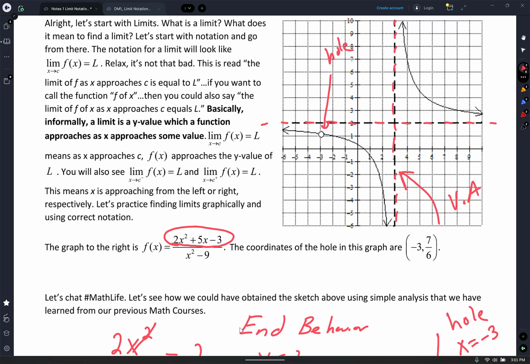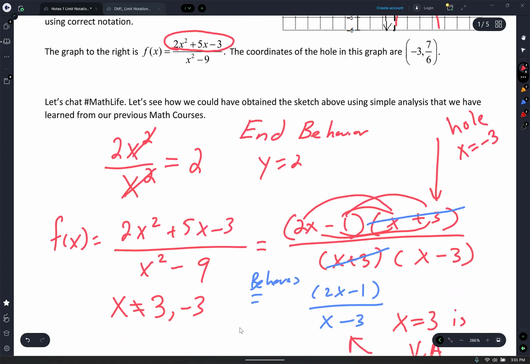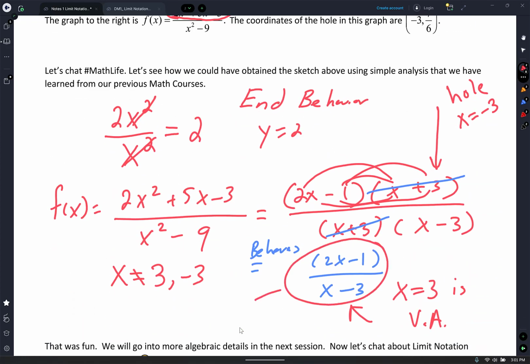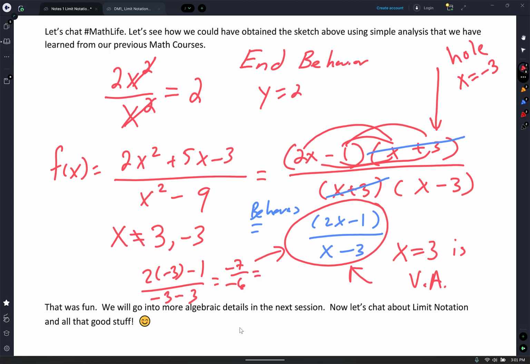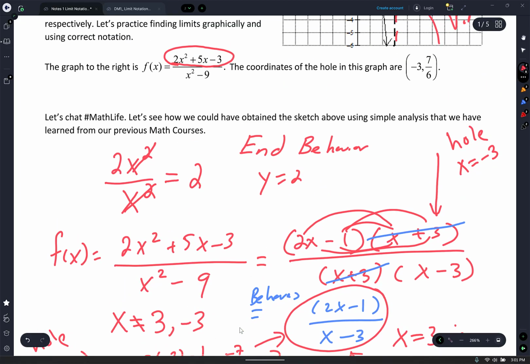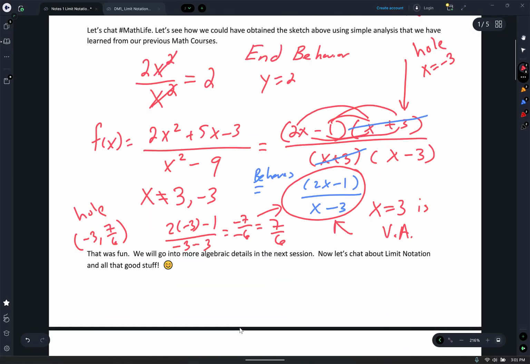Chavez, how did they find that y value of 7/6? I'll show you how they found it. You see how this behaves like this? Insert a negative 3 into there. 2 times negative 3 minus 1 over negative 3 minus 3. 2 times negative 3 is negative 6, minus 1 is negative 7. Negative 7 divided by negative 6. Negative divided by negative is a positive. So I have a hole at negative 3 comma 7/6. So that's how they found that hole. Are we okay so far? Okay. Now we're good, I think.